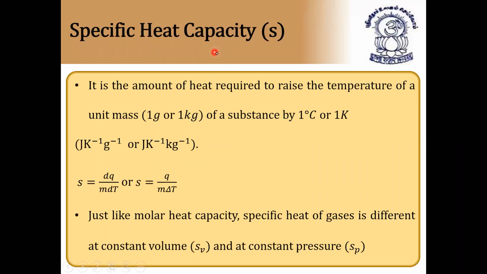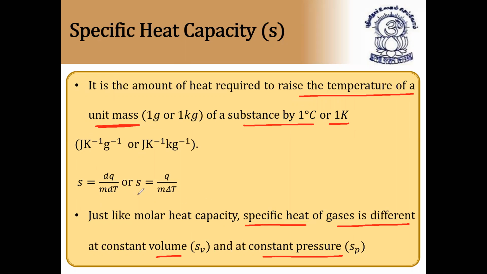Specific heat capacity. Molar heat capacity and specific heat capacity, what is the difference? Simple, only the definition is the same. It is the amount of heat required to raise the temperature of unit mass, 1 gram or 1 kg, of a substance by 1 degree C or 1 Kelvin. That is called specific heat capacity. Just like molar heat capacity, specific heat capacity of a gas is defined at constant volume and at constant pressure. And most important, specific heat capacity is also an intensive property, just like molar heat capacity.